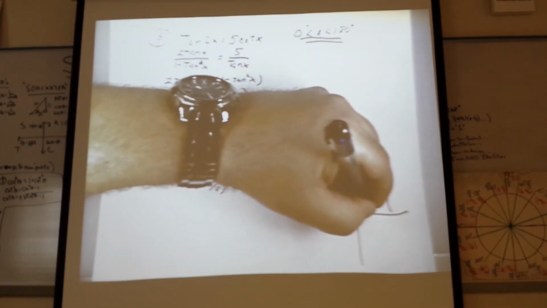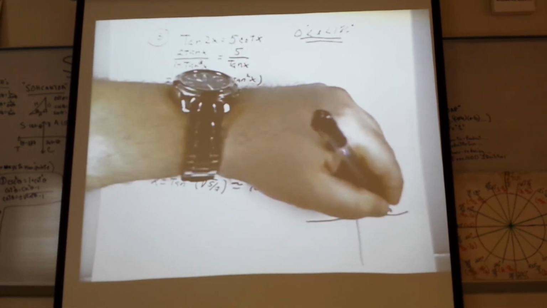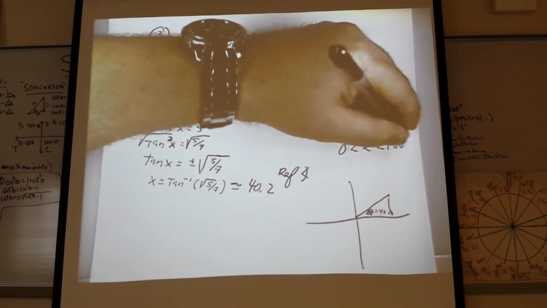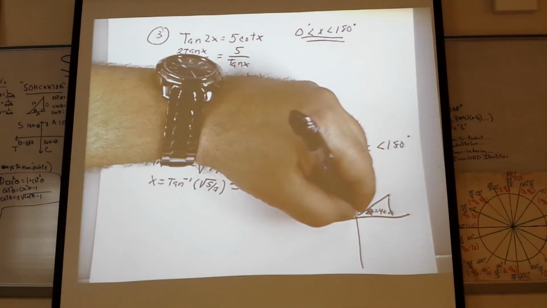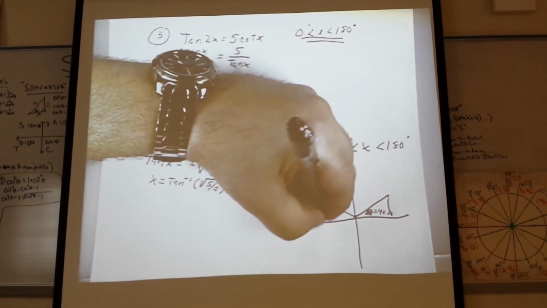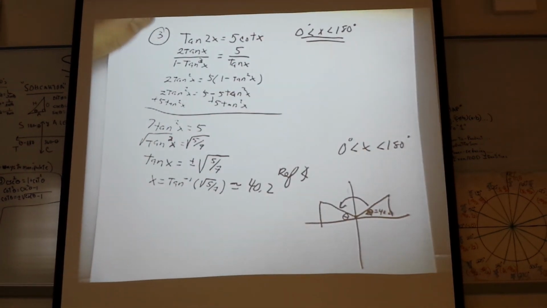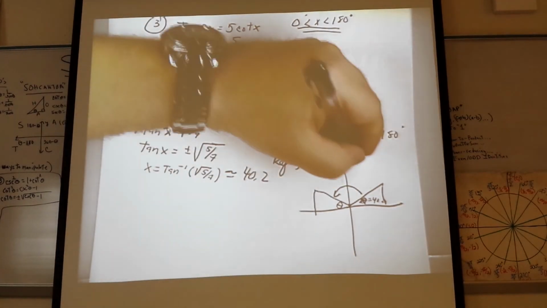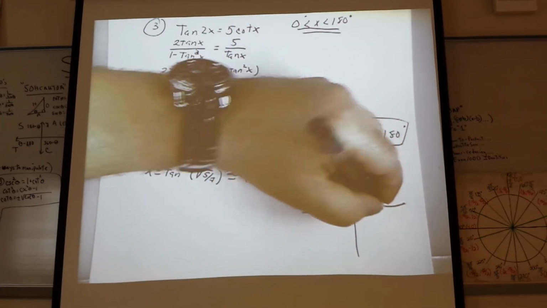This theta, or this x, is 40.2. Now, it says from 0 to 180, right? So, what other angle does it want? Well, it wants this guy over here, right? Make sense? Doesn't it want that other guy? It wants it in both quadrants. Wants it in quadrant 1 and quadrant 2. Why? Because it's on top. I call this the top.